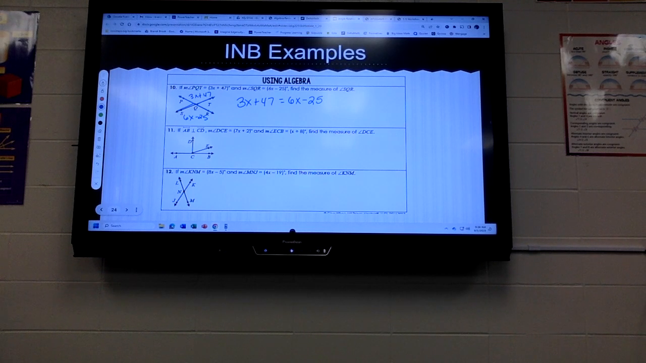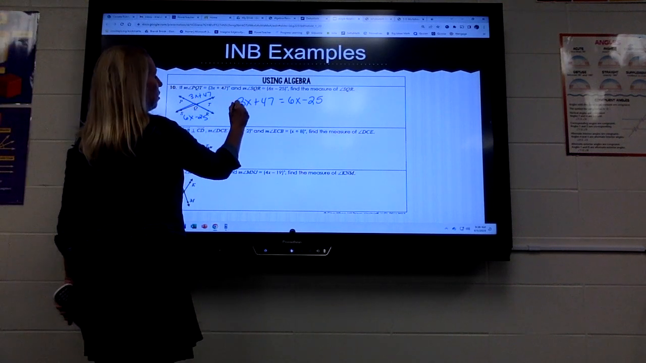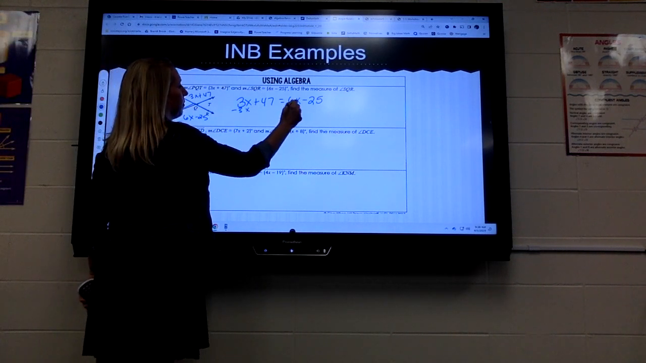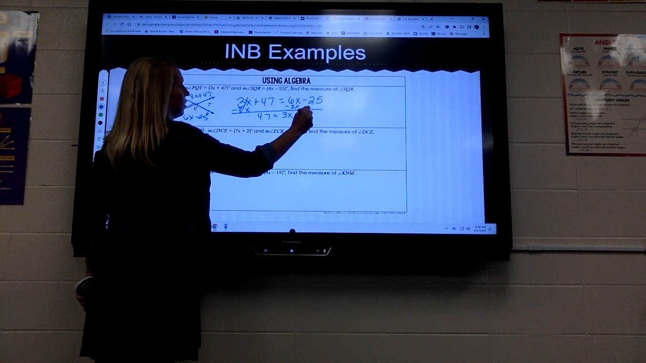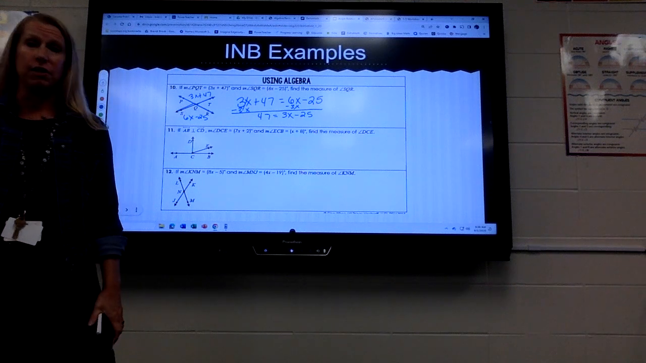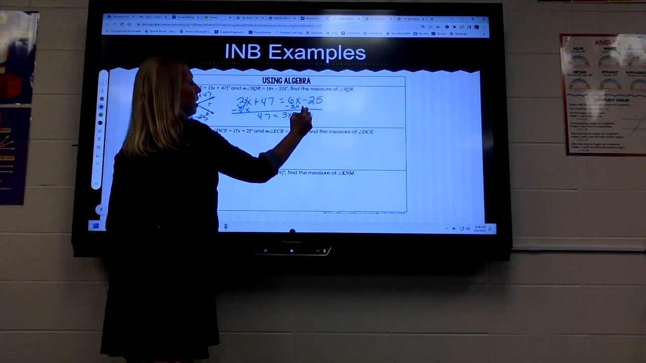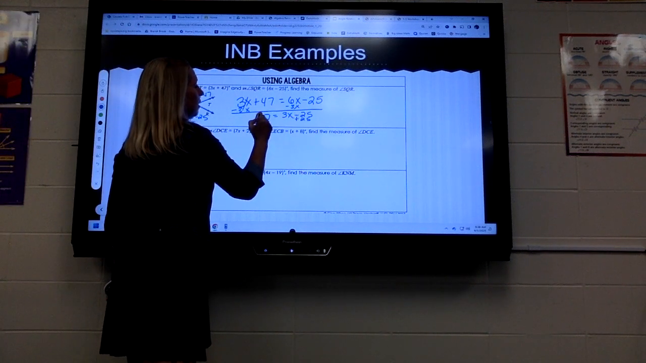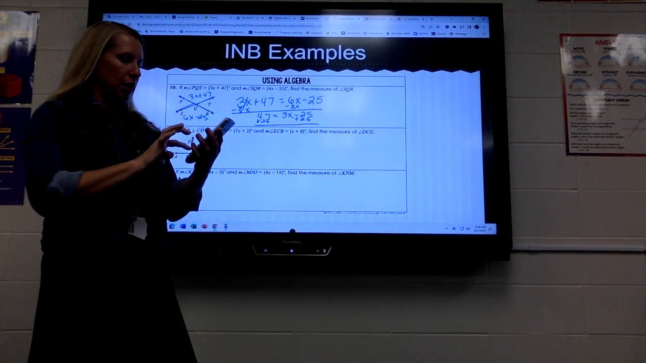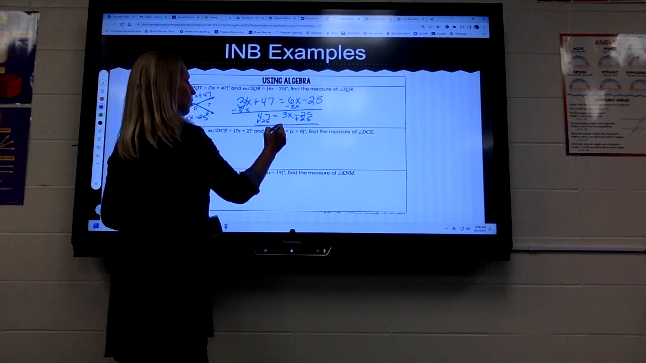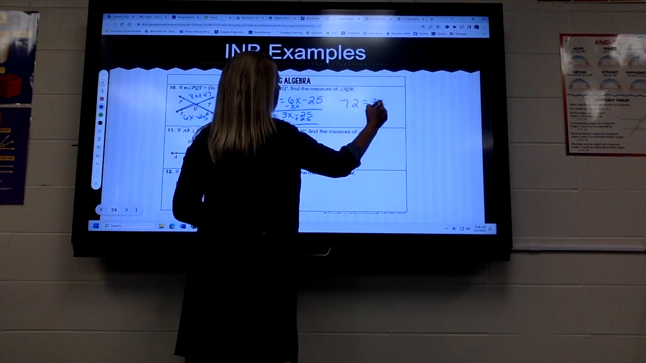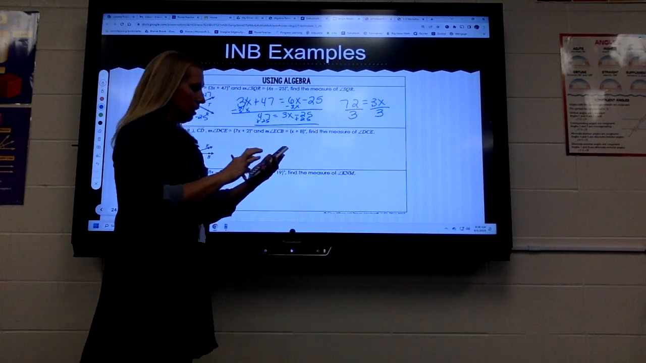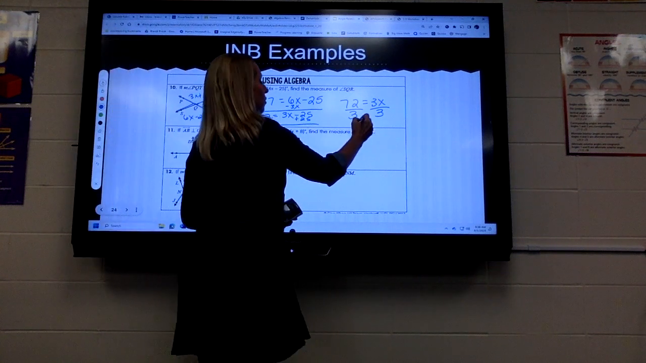Okay, so we want to get x's together on one side. My 3x is smaller, so I'm going to subtract it. So 47 equals 3x minus 25. Then I have a two-step equation, so plus 25. So 47 plus 25 is 72. I'm out of room. 72 would equal 3x. Divide by 3. X would equal 24.